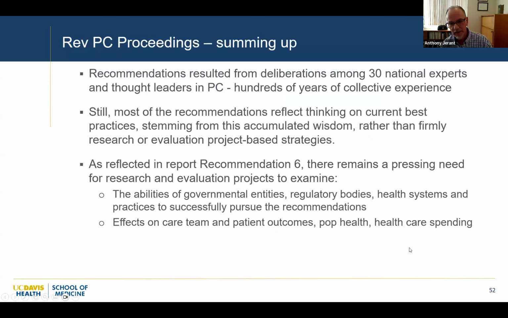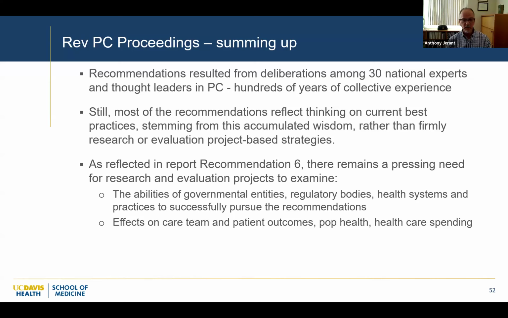So summing up, these recommendations were the result of deliberations from 30 national experts and thought leaders in primary care, hundreds of years of collective experience, lots of lessons learned, hard won. But again, mostly they are current best thinking and expert recommendation. A lot of them do not stem from firm research or evaluation project-based information. So as Courtney's session reflected on, and as reflected in recommendation 6 in the report, there's a pressing need for research and evaluation projects to examine these things.